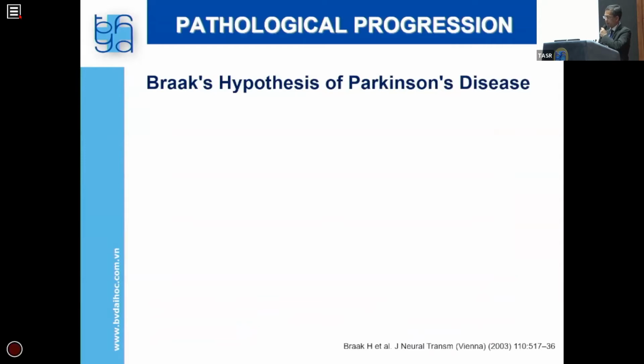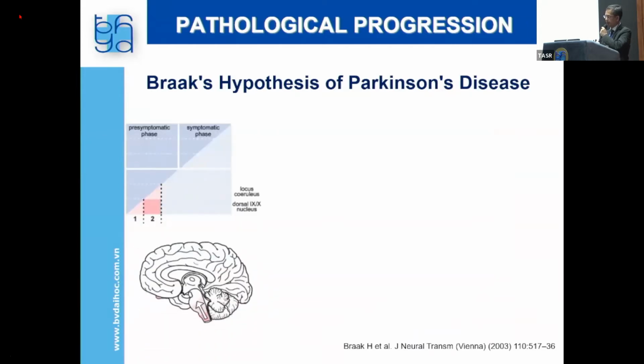So how about the pathological progression of Parkinson's disease? According to the Braak hypothesis, we will have 6 stages. In stage 1 and stage 2, the pathology affects the medulla oblongata, the locus coeruleus, and also the dorsal motor nucleus of the vagus. And that stage clinically is the prodromal syndrome.